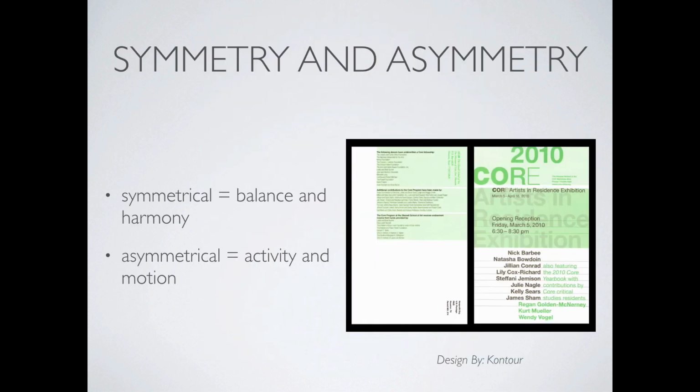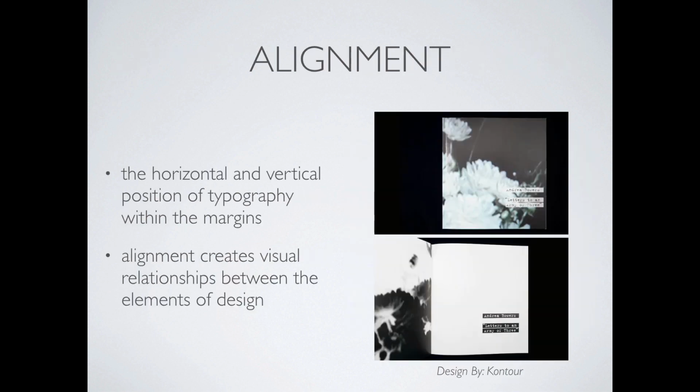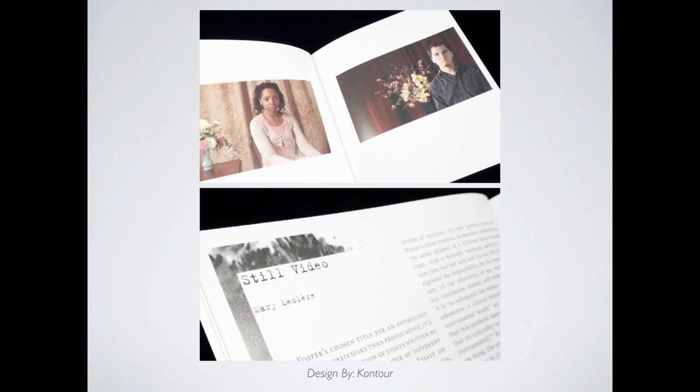Symmetry and asymmetry. It's just like the compositional technique when we talked about symmetrical composition in photography. Balance, harmony. With asymmetry, there's usually some kind of activity or motion, the piece that doesn't belong, that sort of thing. Alignment or ragging: this is the horizontal and vertical position of the text on the page. It's the visual relationships between the elements of design, so we think about how those things line up on a particular page.